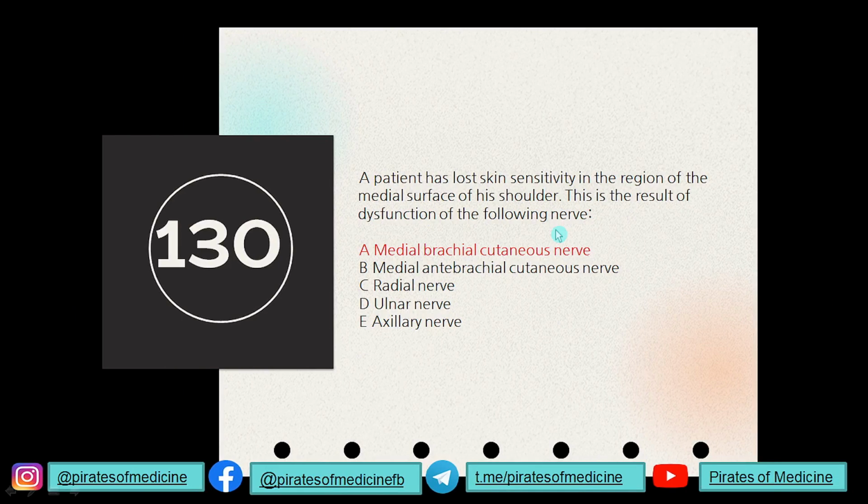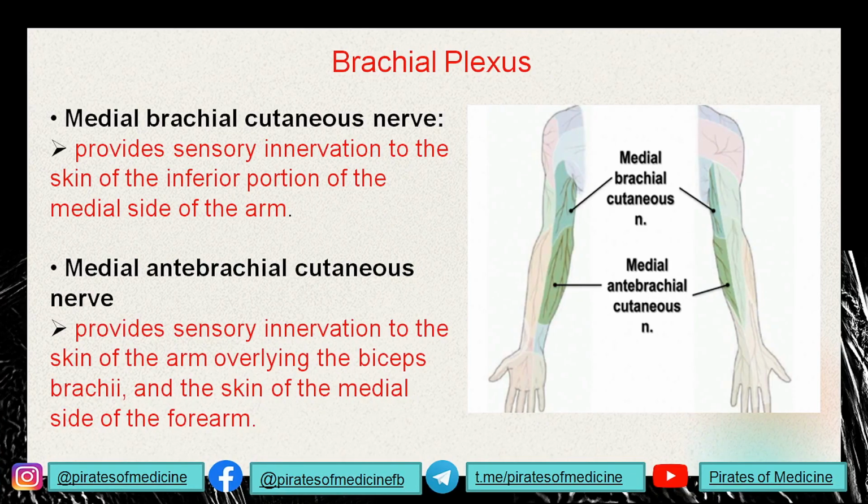130 is that a patient has lost skin sensitivity in the region of the medial surface of his shoulder. This is the result of dysfunction of the following nerve. So remember, we have the cutaneous nerves, the medial brachial and the medial antebrachial, which are the major cutaneous nerves which supply the medial portion of our upper limbs. The medial brachial, for the arm, supplies the sensory innervation to the inferior portion of the medial side of the arm, and the medial antebrachial, for the forearm, supplies the sensory innervation to the skin of the arm overlying the biceps muscle and some of the biceps muscle, and the skin of the medial side of the forearm.